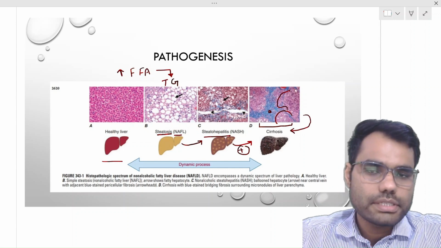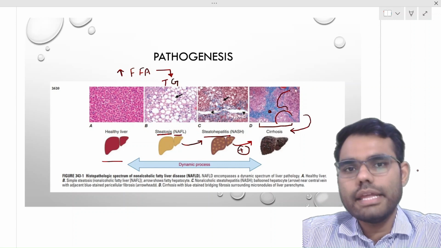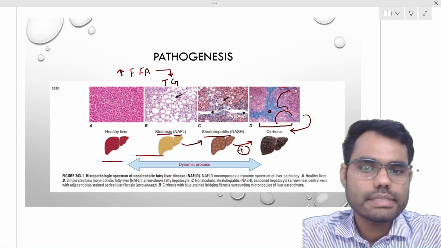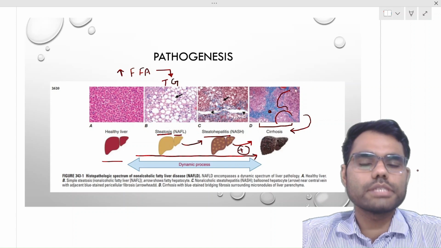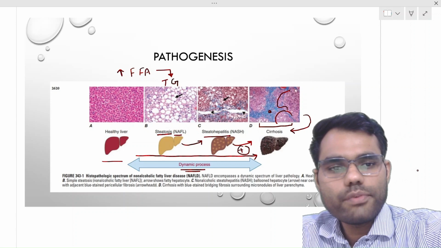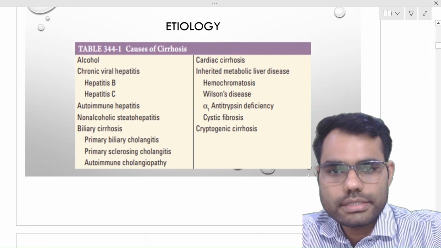this is causing distortion of the liver architecture, which is known as cirrhosis of the liver. So be it any etiology, whether it is alcohol related CLD or non-alcohol related CLD, all of them progress through three stages to ultimately cause cirrhosis of the liver. As we all know, this is a dynamic process, right? So now, what are the causes of cirrhosis?